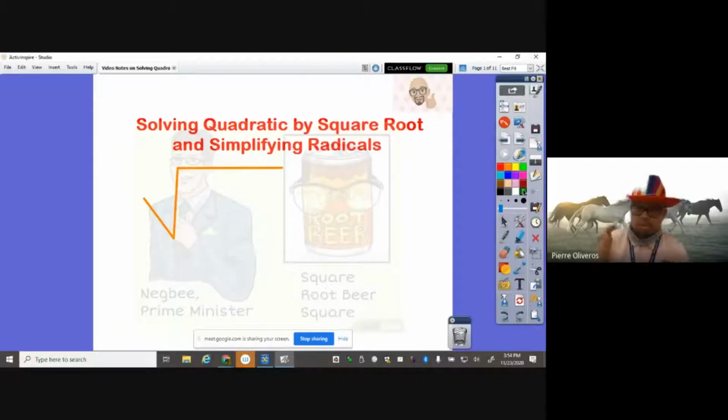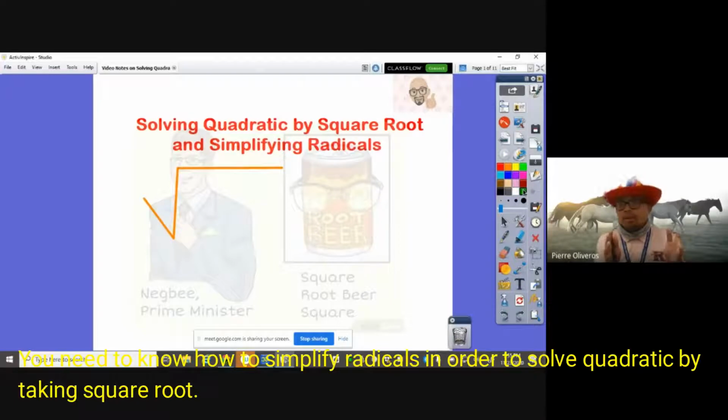Yo, yo, yo, this is Mr. O. And today we're going to learn about solving quadratics by square root. And we're going to have some simplifying radicals, okay? In order for us to be successful in solving quadratics by square root, we have to be familiar with simplifying radicals, okay? All right, let's go ahead now.